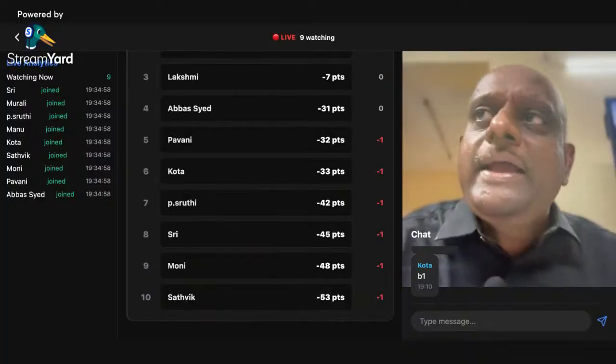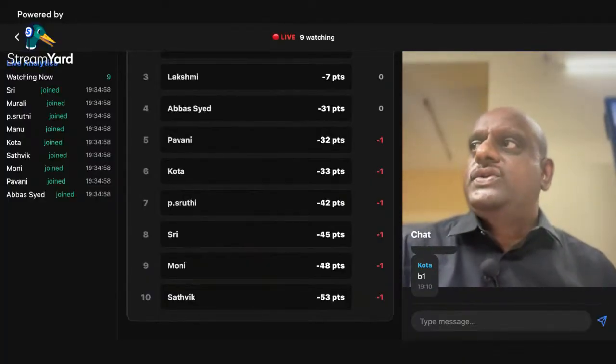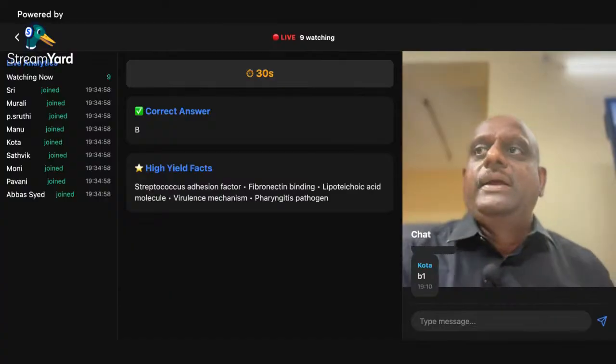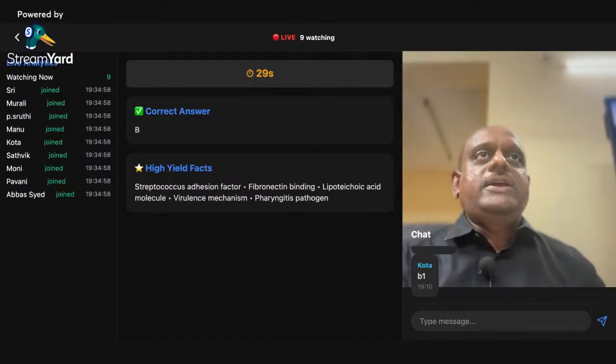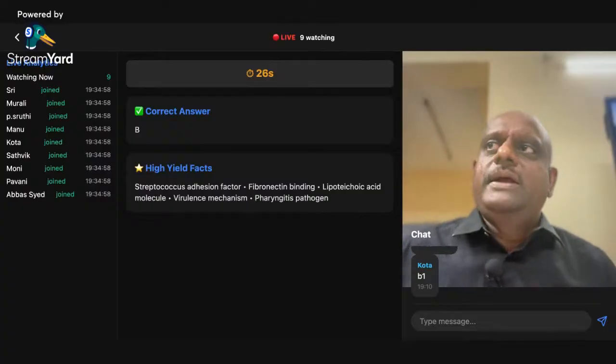So group A is Streptococcus. It is the lipoteichoic acid. Very good. Six of you correctly answered. So it does fibronectin binding, is what we need to remember.